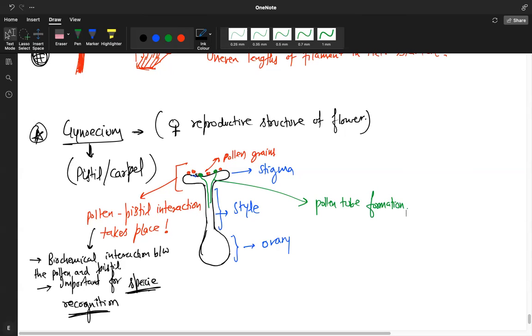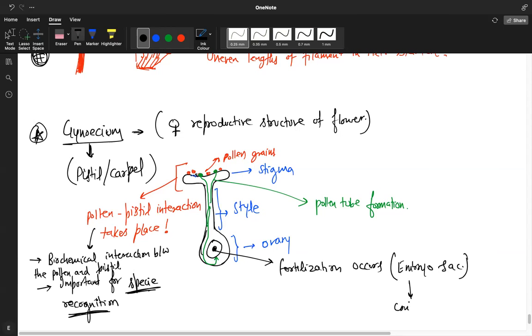So after the recognition, after knowing that this is the right pollen, only those pollens are allowed to form a pollen tube, and that pollen tube goes all the way down into the ovary and enters the ovule from the lower side. So if this is the chamber, it does not open from the top, it enters from the bottom. And this is the region where fertilization occurs. And this place is called the embryo sac. And this embryo sac contains ovules. Ovules are the female cells to which pollen grains fuse and fertilize.